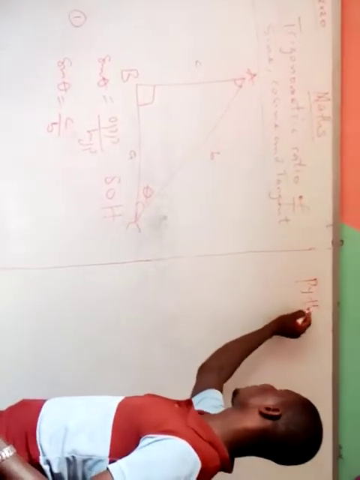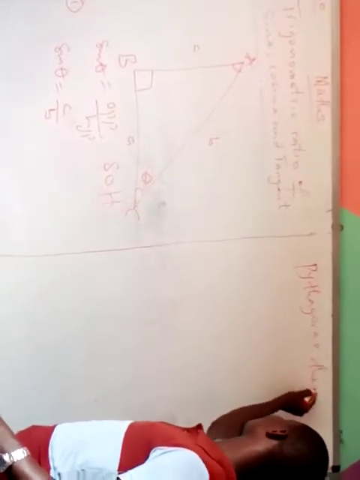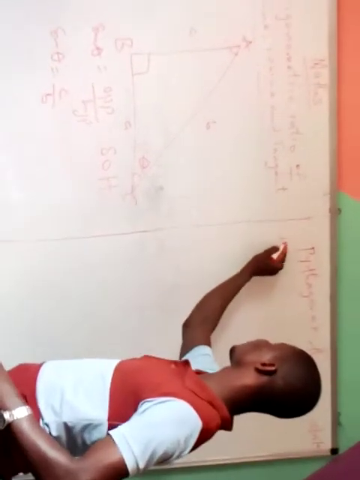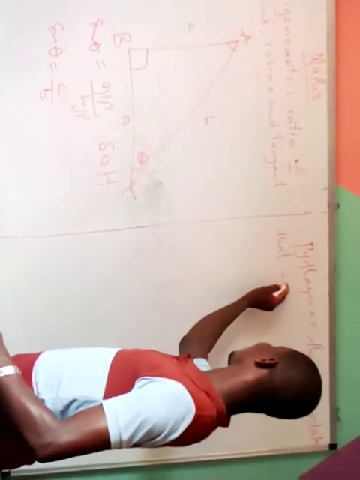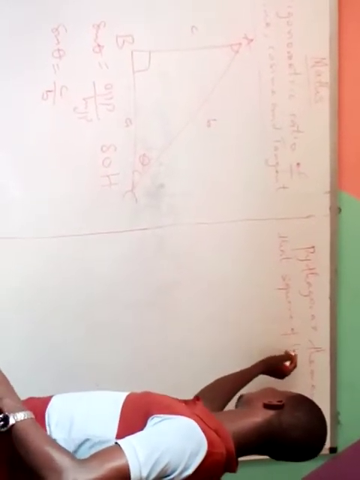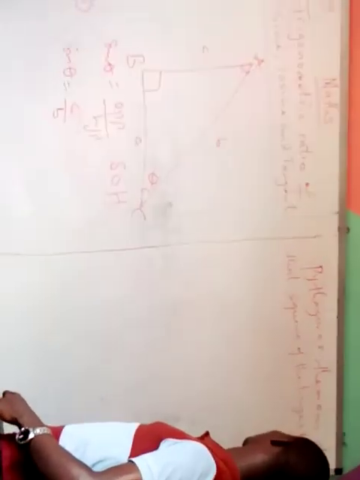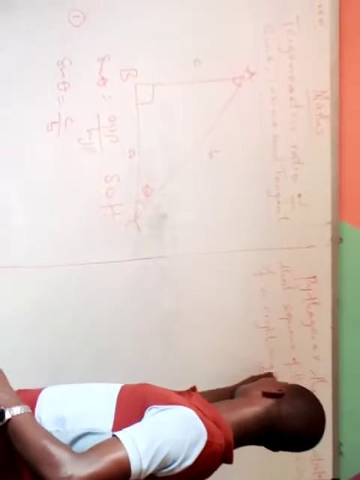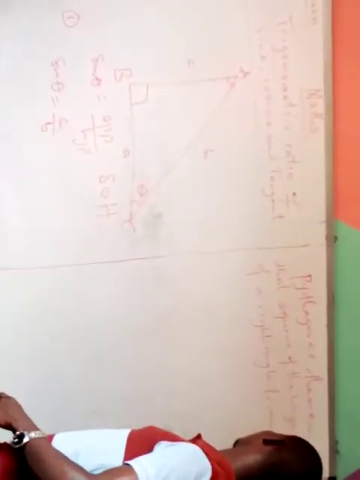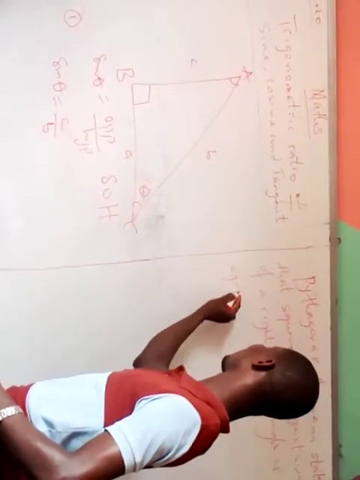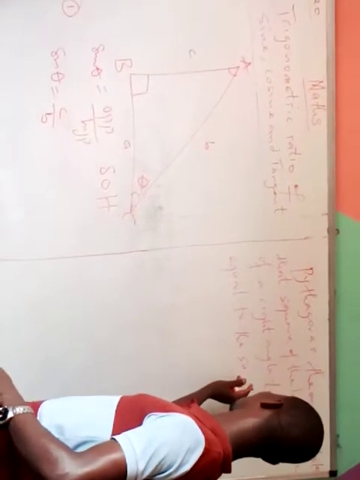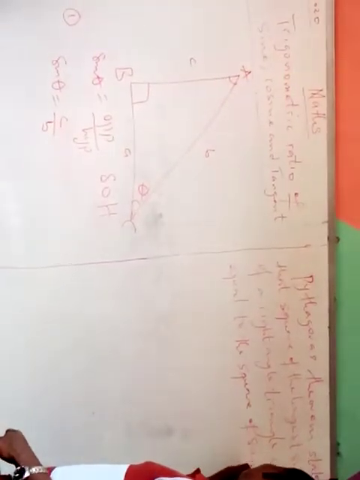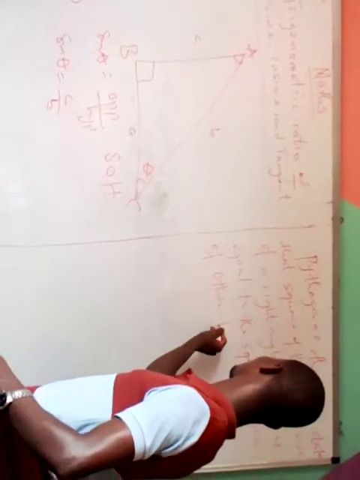Pythagoras theorem. Pythagoras theorem states that the square of the longest side of a right angle triangle is equal to the square of the sum of the other two sides.